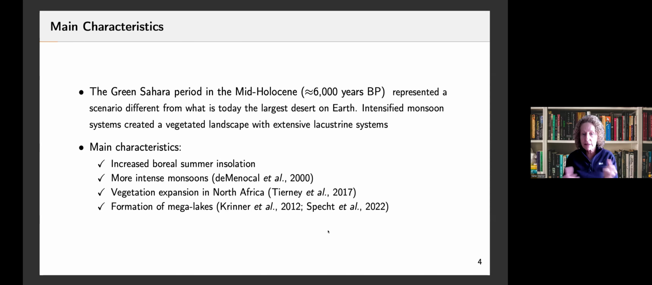The main characteristics of this Green Sahara period were, of course, increased summer insolation, intense monsoons, and vegetation expansion, and this is really interesting. You don't only have a vegetation expansion in terms of area, but you also have vegetation diversity. You have more vegetation types. And of course, the formation of these megalakes, these huge bodies of water that were sitting in a region that is now mostly desertified.